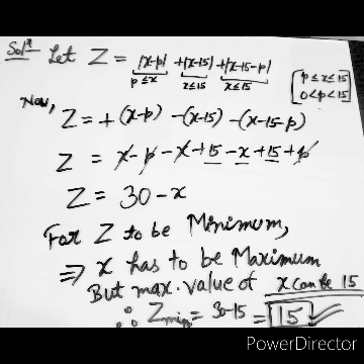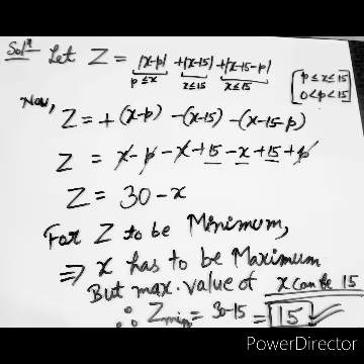On opening these brackets we get 30 minus x, and we now have to show that z has to be minimum. For z to be minimum we have to find the maximum value of x, but the maximum value of x can be 15 because the range of x is only from p to 15, and 15 is the highest value that x can take. Therefore we put 15 in x, then z minimum we get 30 minus 15, which equals 15. Therefore 15 is our required answer.